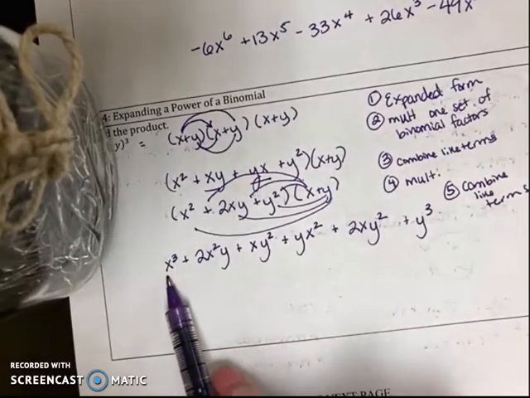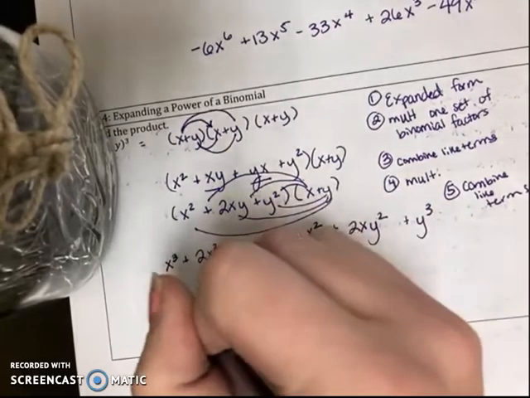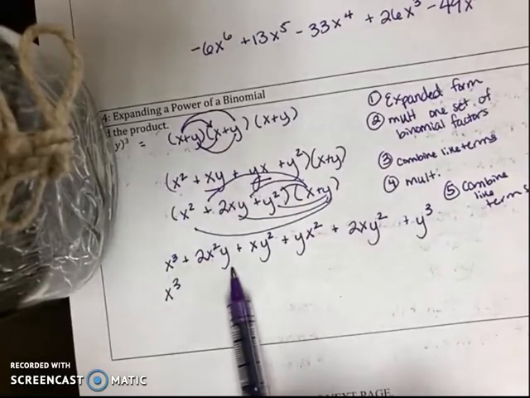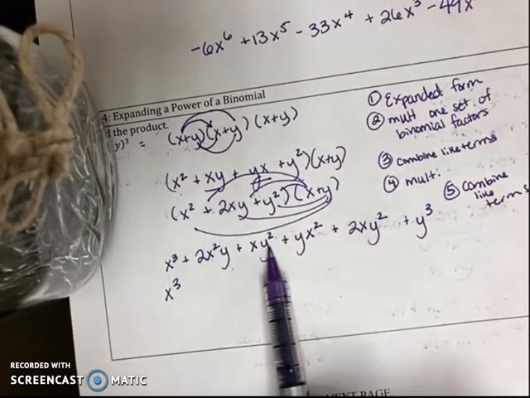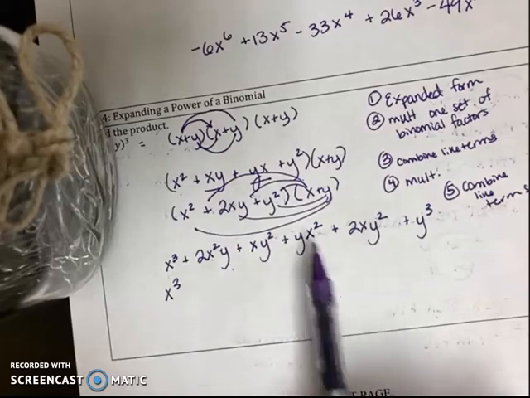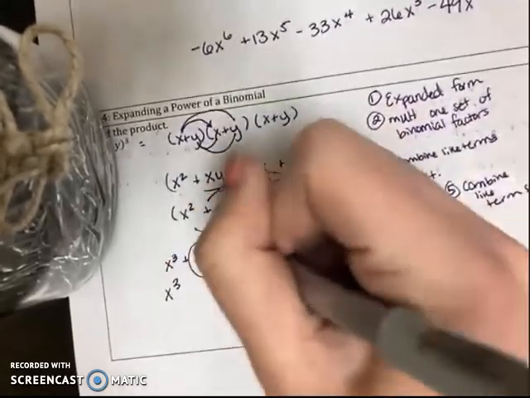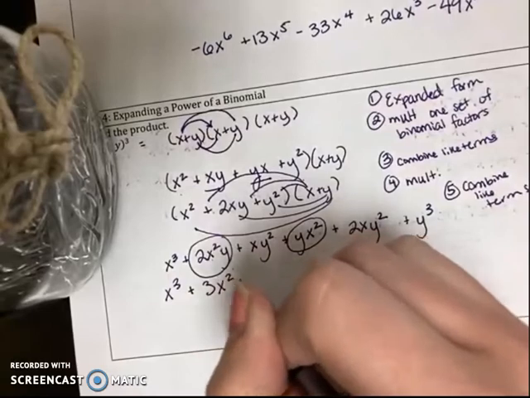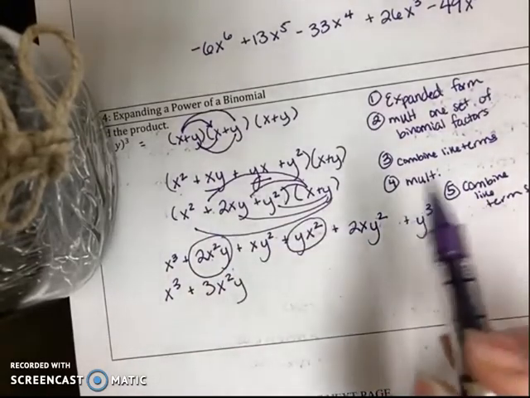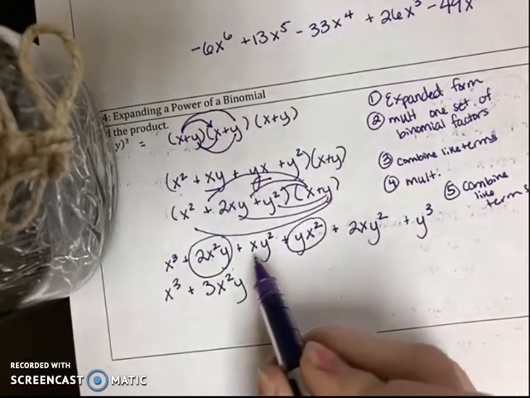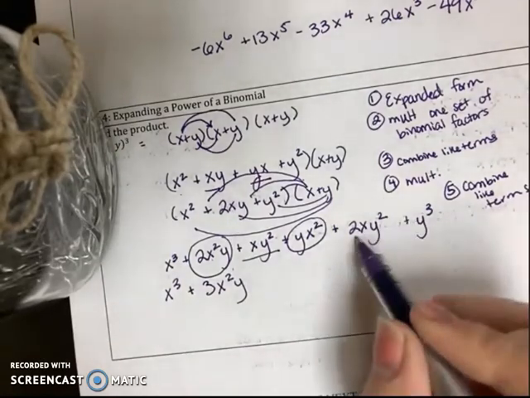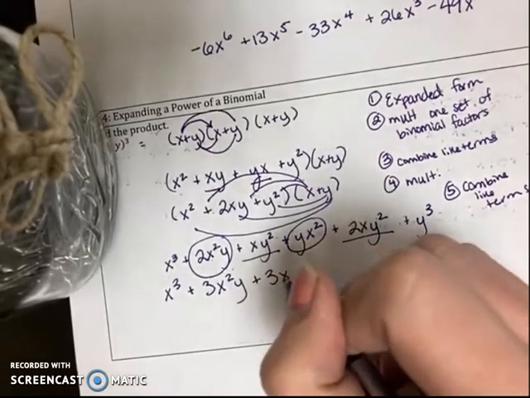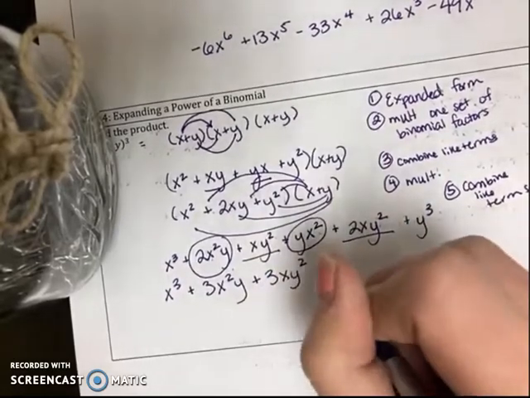I have an x cubed, but I don't have any other ones, so it's just going to stay. Now, I need to see if I have any more x squares and y's. So this is an x and a y squared. That's not the same thing. Here's a y and an x squared. So this and this can be combined. So plus 3x squared y. Right now I have an x and y squared. I do have another x and y squared here, so 1 plus 2 is 3. And the last one is plus y cubed.